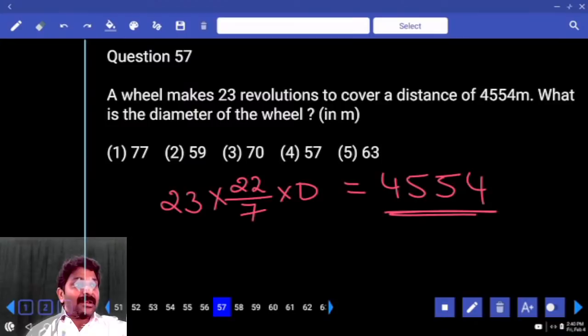At least 3 multiple? Then your d value must be a multiple of what? First option, second, third, fourth, fifth has to be your answer, no doubt.